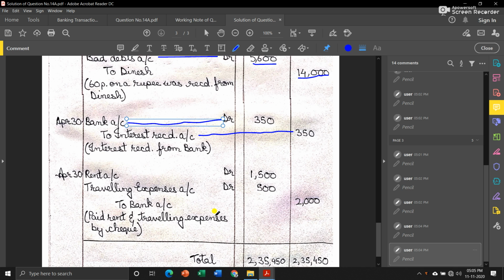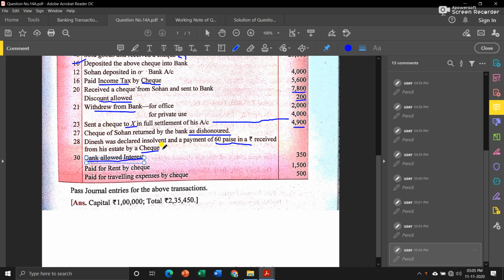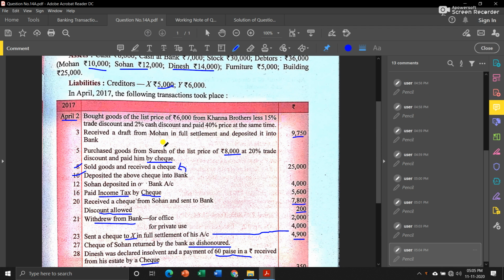Okay, so this was question number 14a. I hope that you have understood this question, and since it is a little bit lengthy question and it includes all the three new topics that we have discussed today, you go through the question over and over again and see if there is still any confusion, and if not, then you can practice question number 14b. Okay, for this session we will wind up here. Thank you.